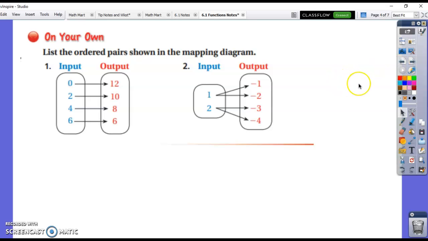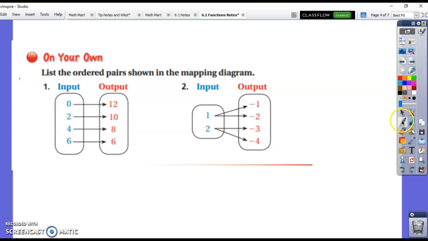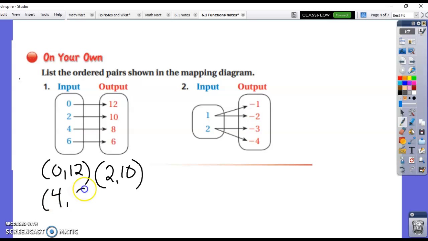All right, so let's go ahead and list these ordered pairs. Number 1 is, look at your first one there, it's 0. And the arrow goes to 12, so 0, 12. Next one would be 2, 10, 4, 8, and the last one is 6, 6.